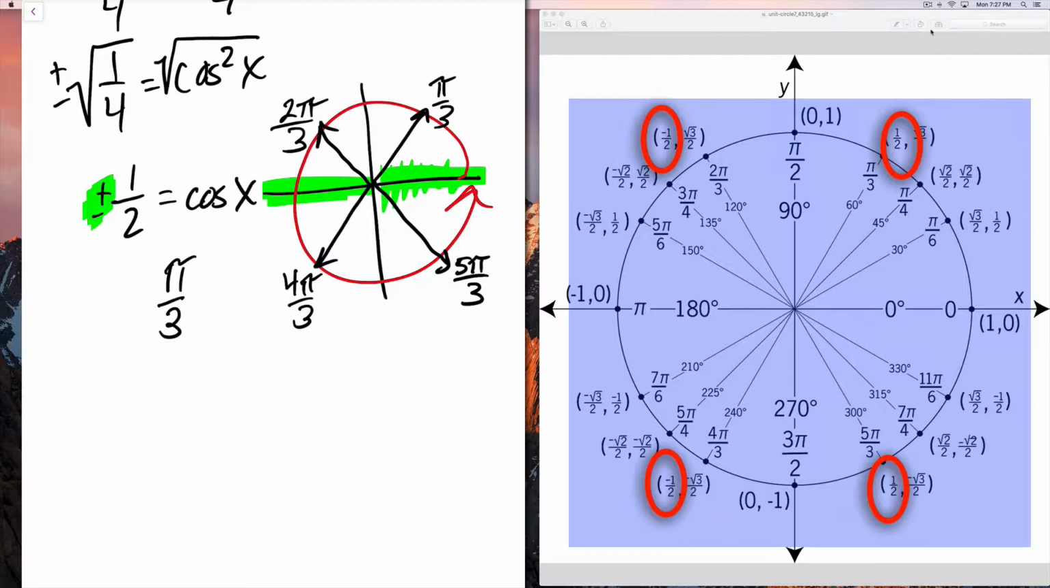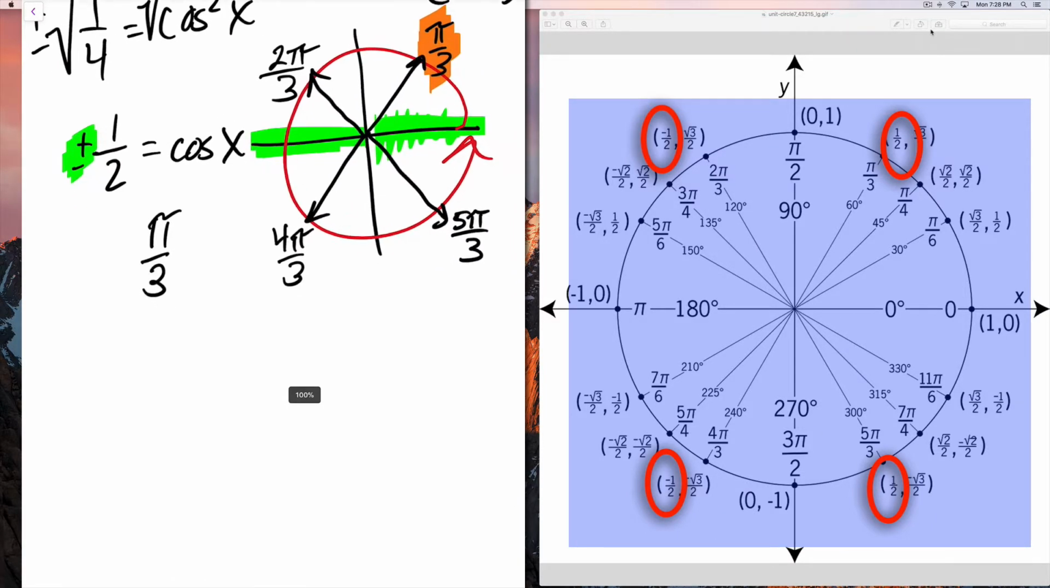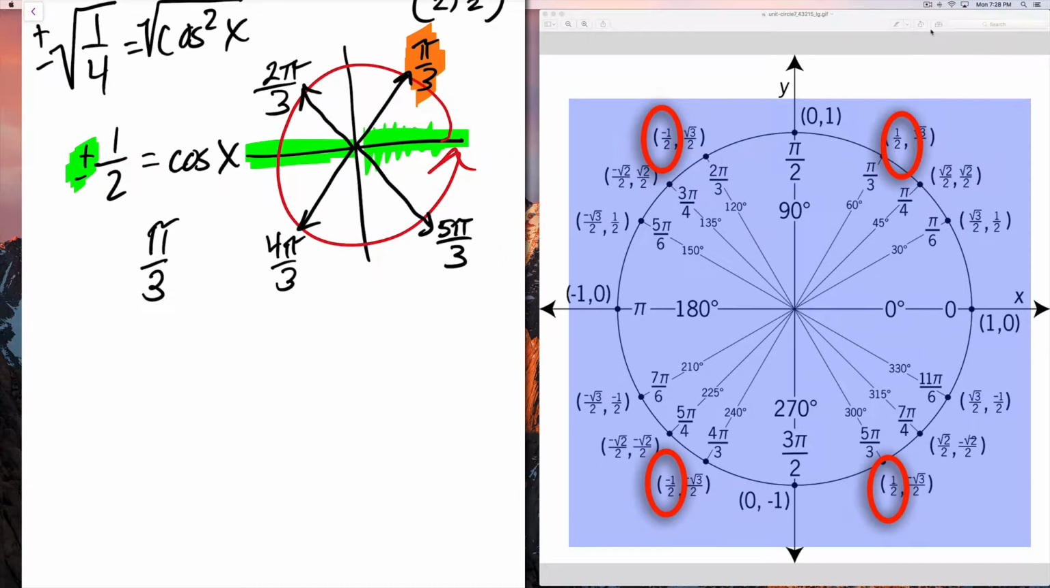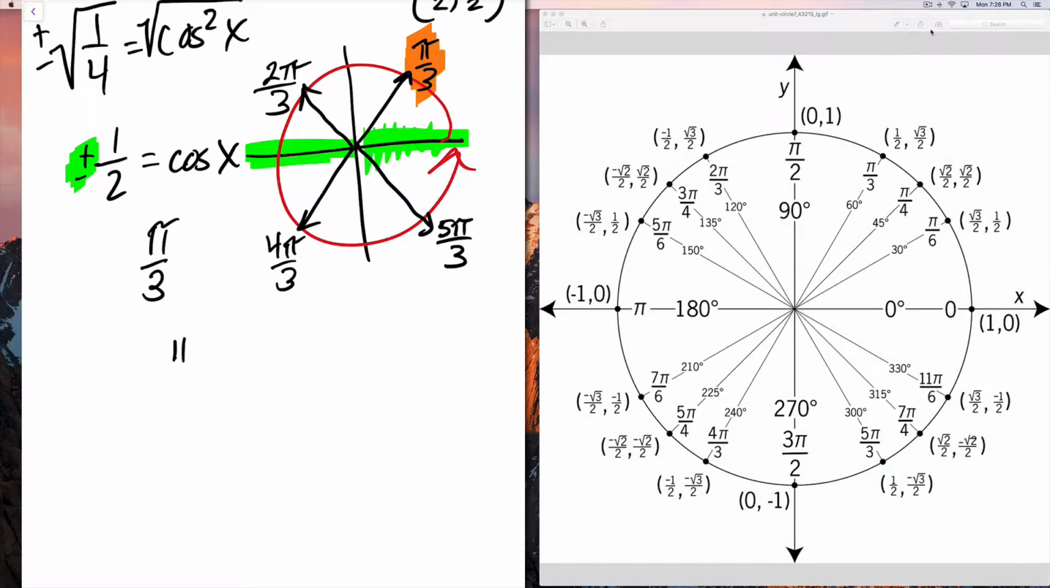Just as an example, let me highlight the coordinate points at pi over 3 so you can see how that works. So this is going to be positive half, and then the y term is square root of 3 over 2. Okay, and that's kind of how it plays out on the unit circle. So you can see here on the right side the coordinate points for those. So pi over 3 is an example of one of my answers.